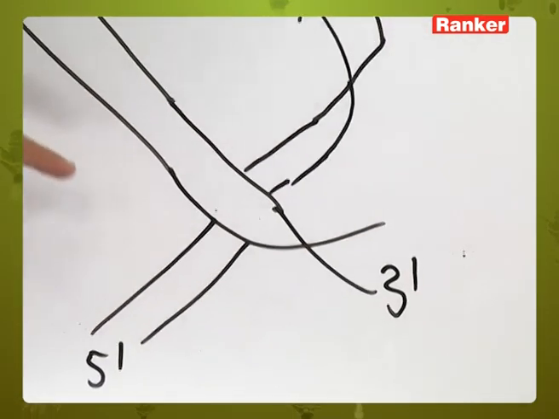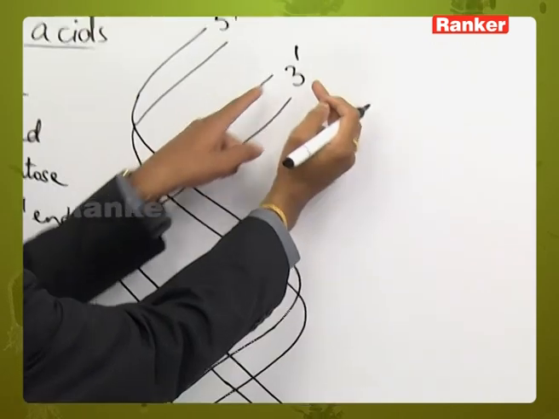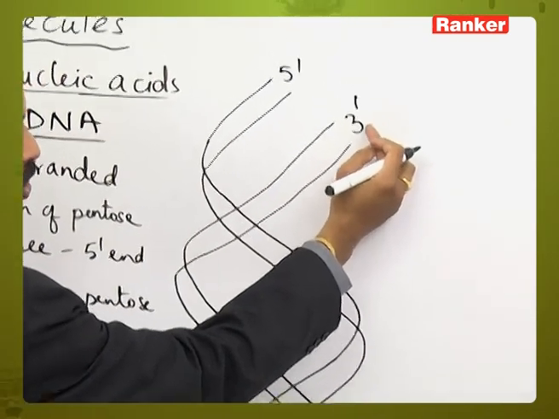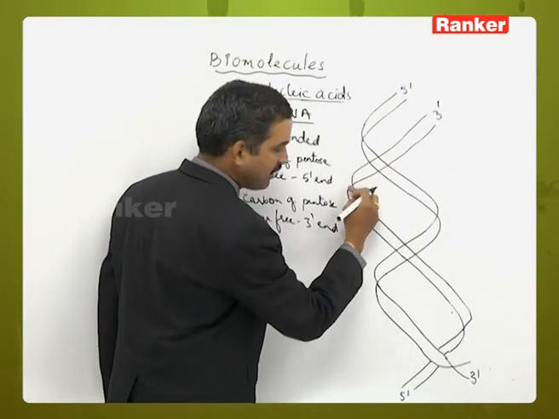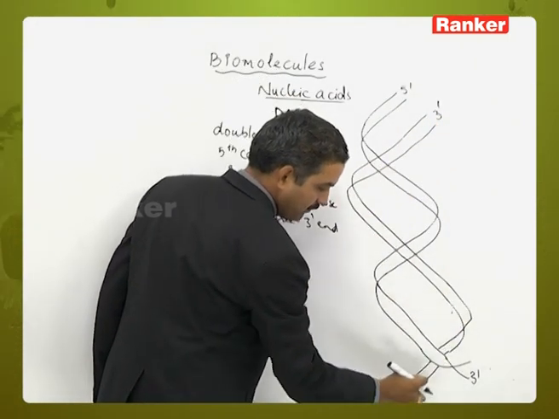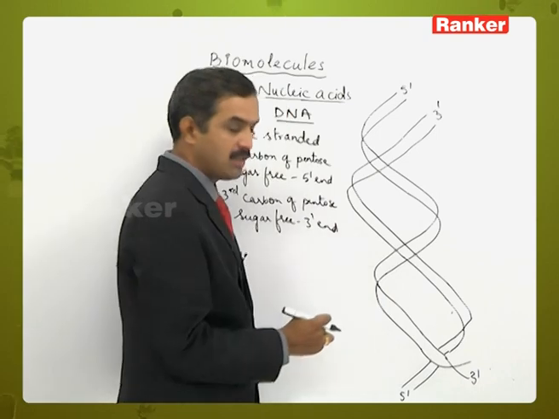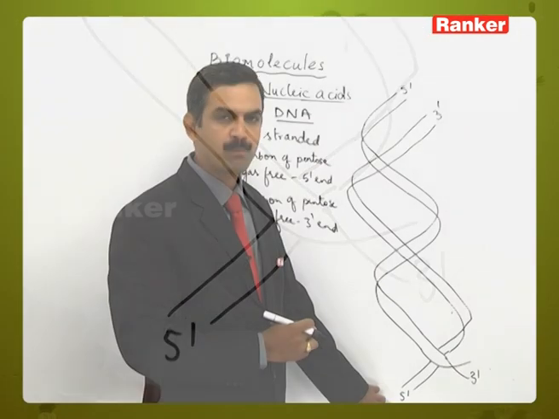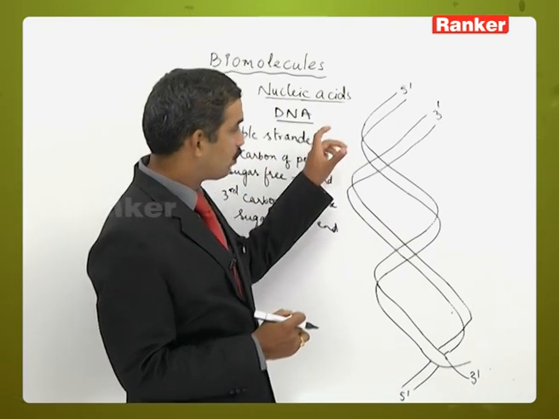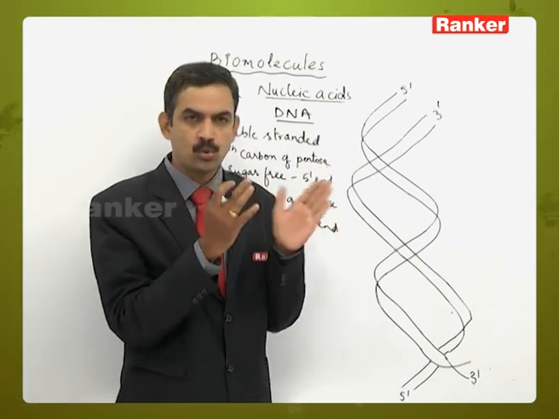If we take the second strand here, the 3rd carbon of the pentose sugar is free, so we call it the 3' end. And for the same strand, moving to the opposite side, the 5th carbon of the pentose sugar is free here, so we call it the 5' end. And the 2 strands are parallel to each other.